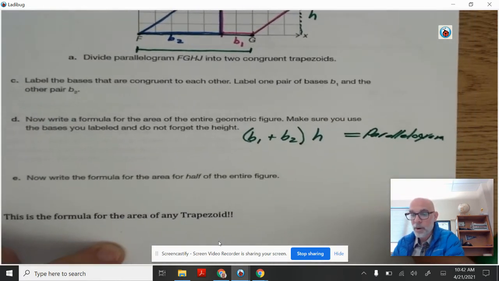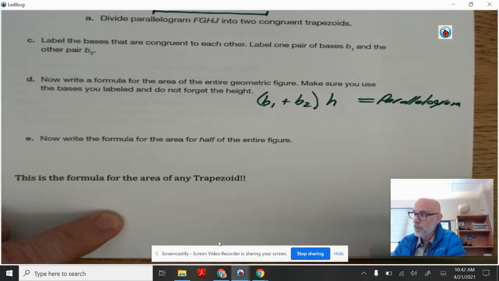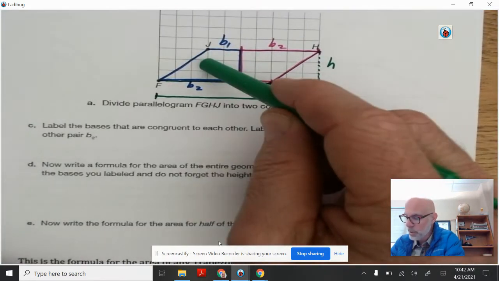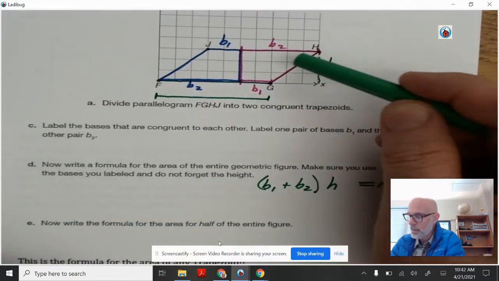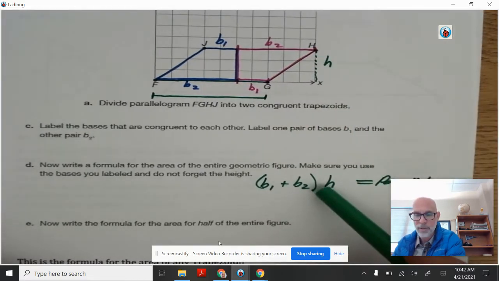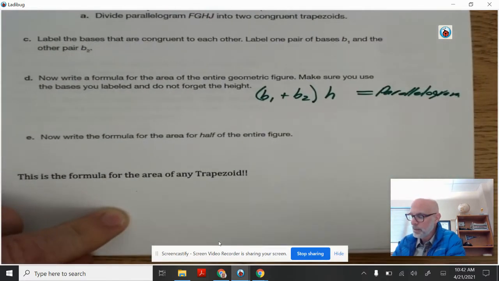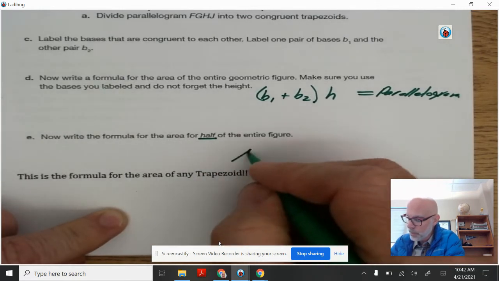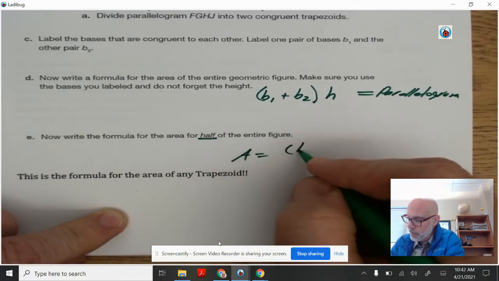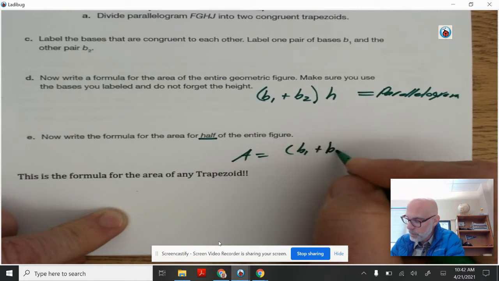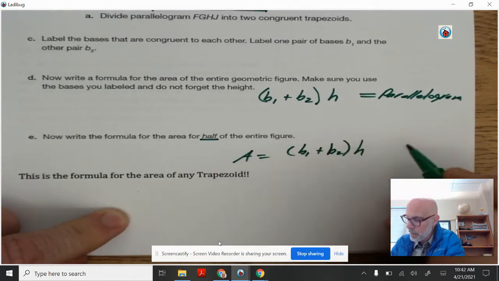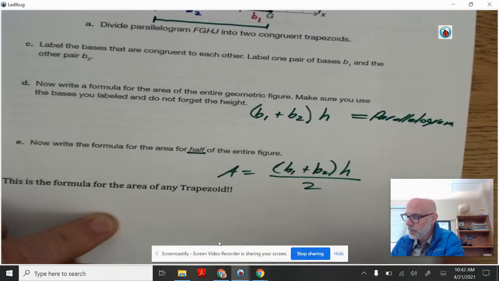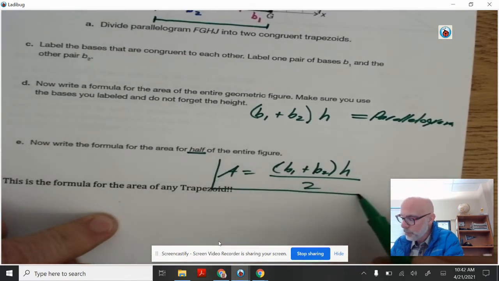However, if we just wanted to find one of these, either this trapezoid or that trapezoid, we would still involve this height. It would just be half of this. So that is your area for a trapezoid. It would be base 1 plus base 2 times the height, all divided by 2, or all times 1/2. So this is our new formula.